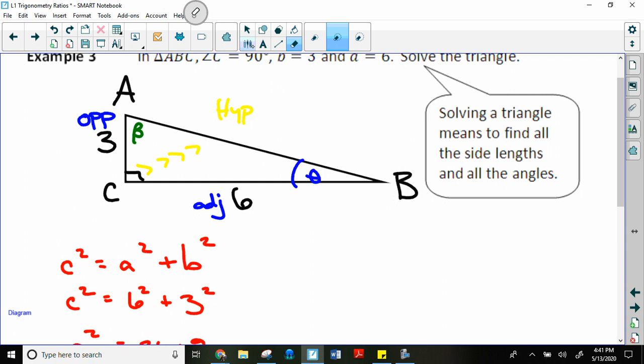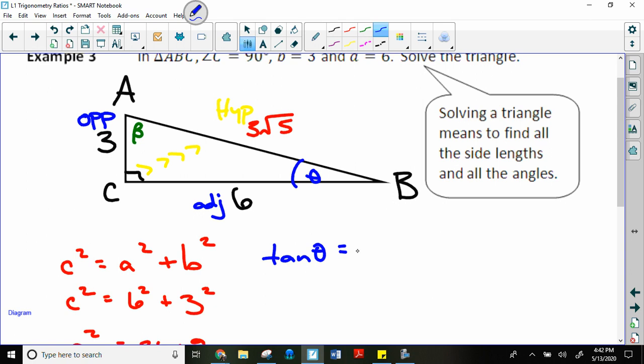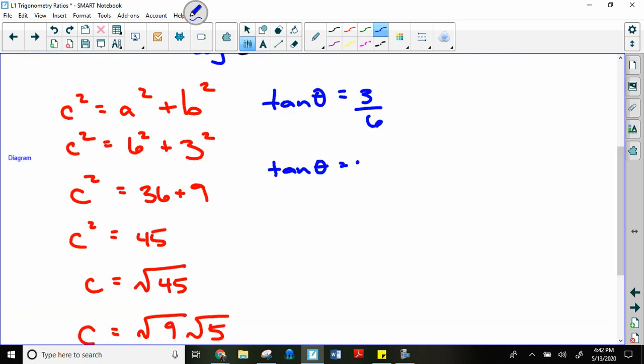3 root 5? Nobody wants to do math with that. So it's like, yeah, good for me. I can find that hypotenuse. I'm a great math student, but if I have an option, I'm going to pick the relationship that just uses the 3 and the 6. Thanks for coming out, 3 root 5, but I don't want to use you. So if I just want to use the relationship with the opposite and the adjacent, I'm going to have to use tan of the angle because tan is opposite over adjacent. So SOHCAHTOA, tan, opposite over adjacent. 3 over 6. That would mean tan of the angle is 0.5.